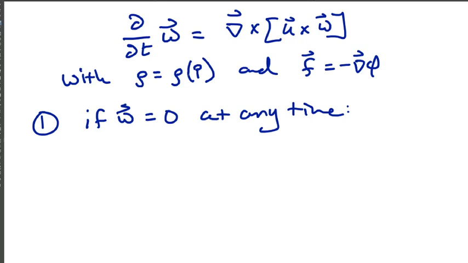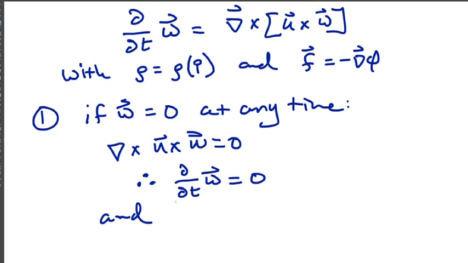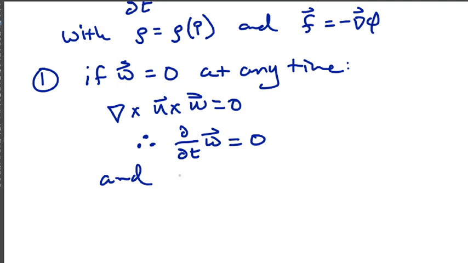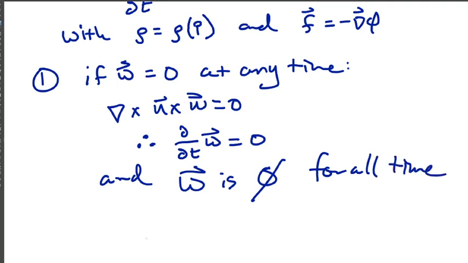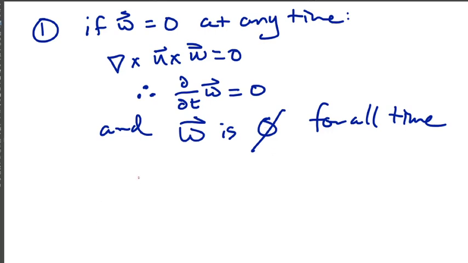well, the change of vorticity in time is driven solely by the nonlinear actions of flow and vorticity. And if the vorticity is 0 at any time, then del cross u cross omega must also be 0. Which means that the time derivative of the vorticity is 0, and therefore the vorticity, if it's 0 at any time, is 0 at all times. For all time. We call this special kind of flow an ideal flow with no vorticity anywhere in it, an irrotational flow.